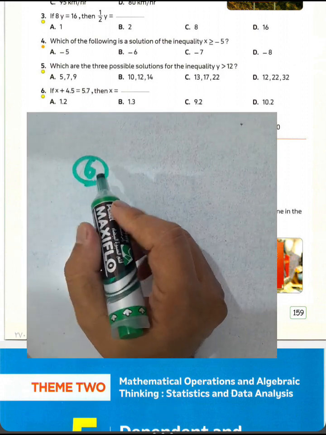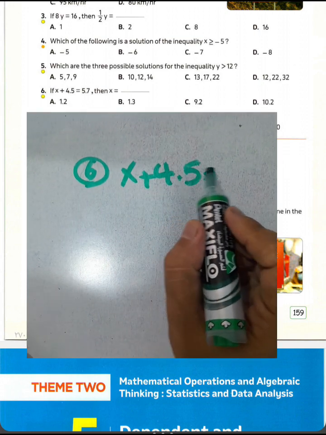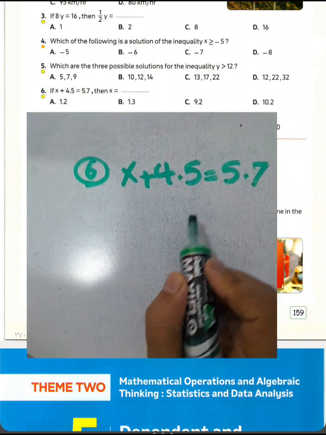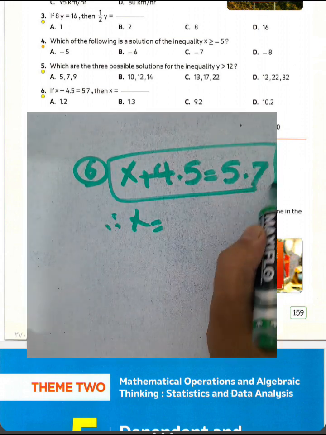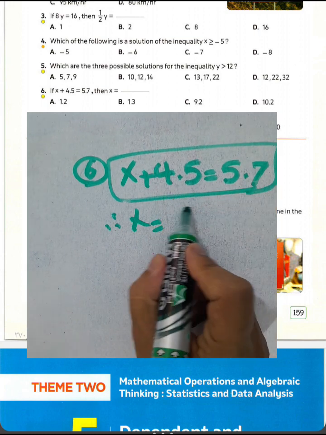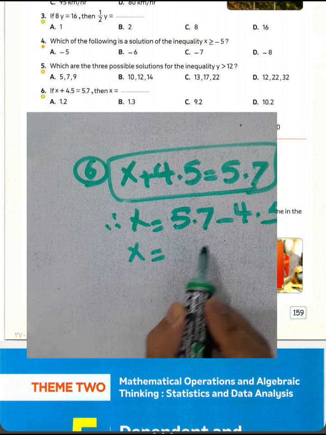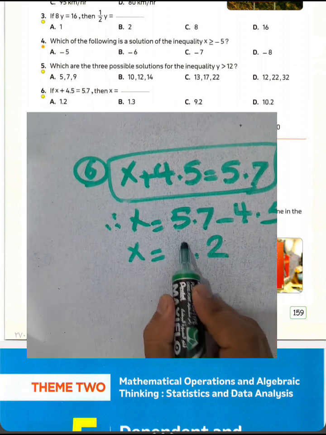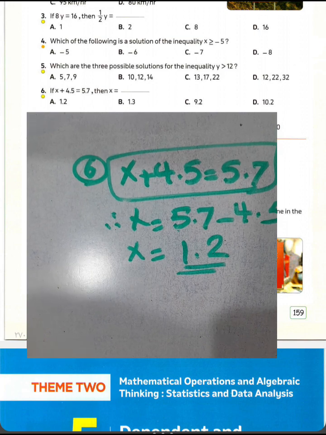We have here x plus 4.5 equals 5.7. Then x will be equal what? We can find the unknown variable by finding the difference between the two numbers 5.7 and 4.5. Then x will be what? 7 minus 5 equals 2 and 5 minus 4 equals 1. The result will be 1.2.